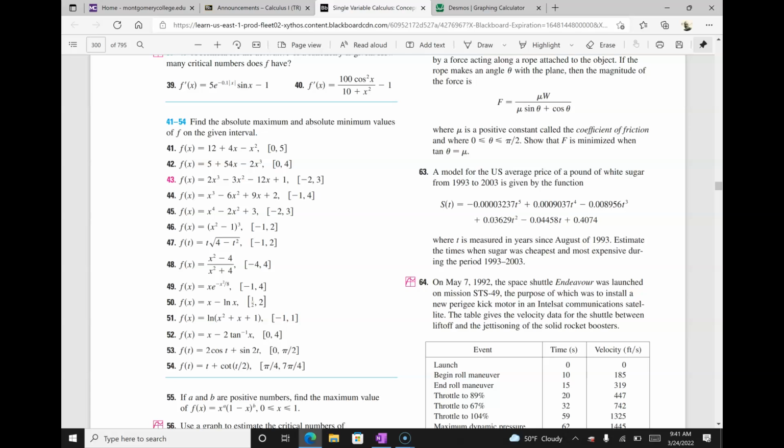Why don't we do 53? So 2 cos x plus sine 2x on 0 to pi over 2.